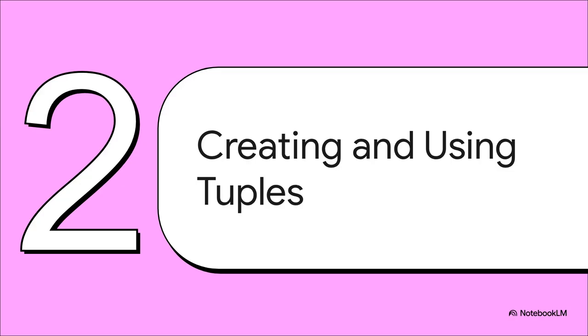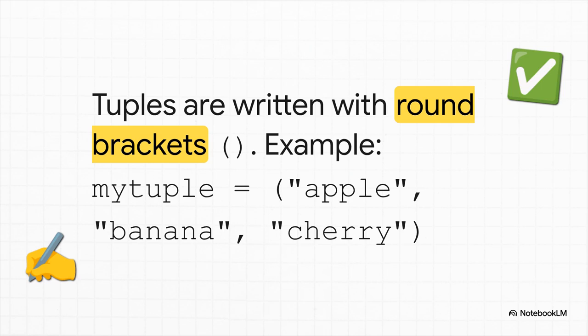All right, enough of the theory. Let's get our hands dirty and see how you actually create these things and start putting them to work in your own code. Creating a tuple is actually super simple. All you do is use round brackets, parentheses, and then just separate your items with a comma. It's these round brackets that are the visual cue that screams, hey, I'm a tuple, which is different from a list, which of course uses square brackets.